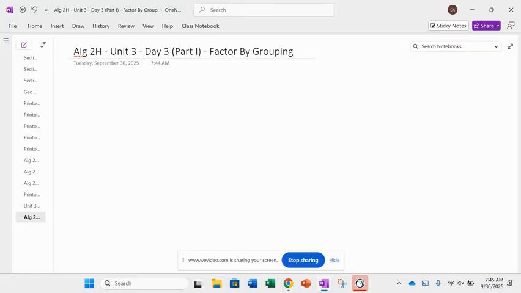Okay, so today, or day three, I should say, because we're going to be in day three for a long time. This is going to be the hardest part of factoring. It's going to be factor by grouping, because there's so many different ways that grouping can happen, and it's about recognizing which way is being presented to you, which might not always be very obvious.